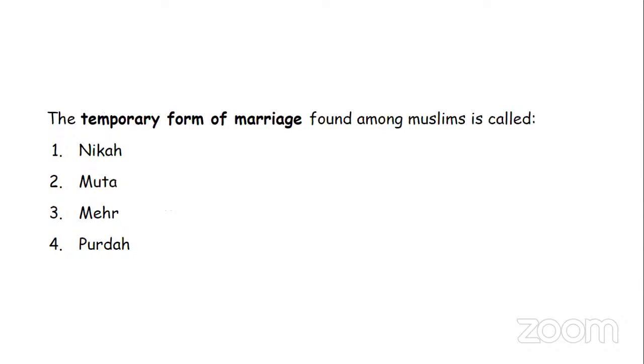Now let's move to the next question. The temporary form of marriage found among Muslims is called temporary form of marriage. Okay, and the options are nikah, mutta, meher, or parda. So among this, what is the temporary form of marriage found among Muslims?